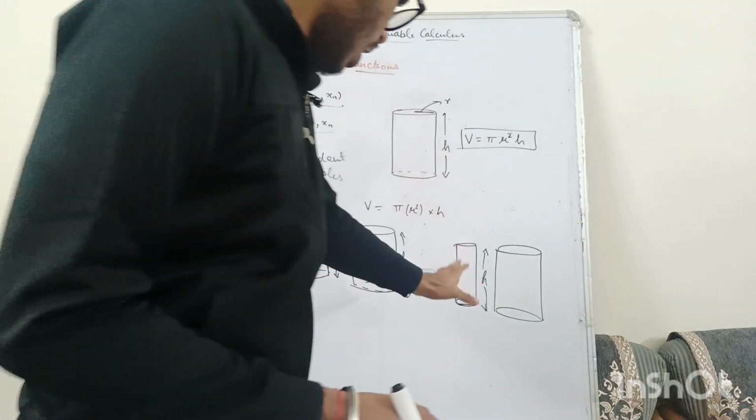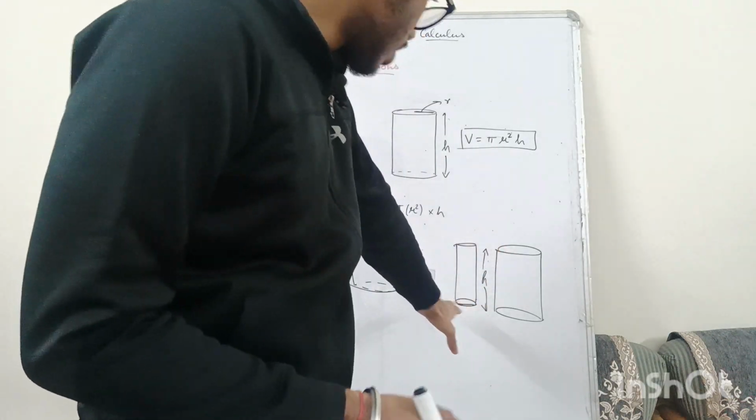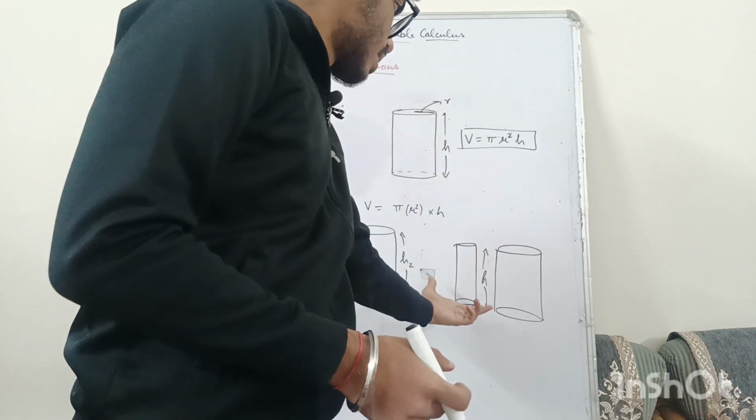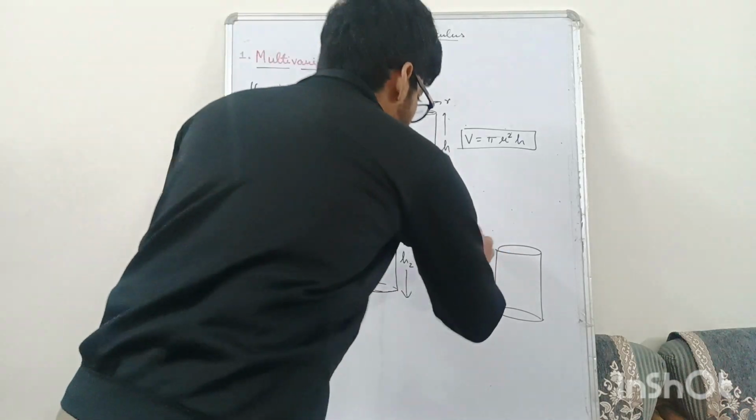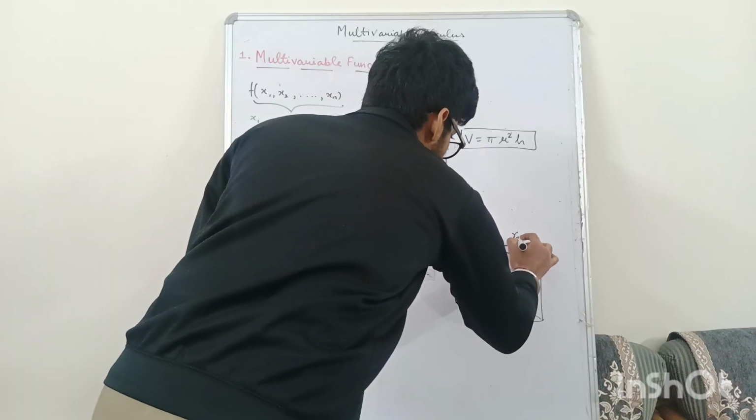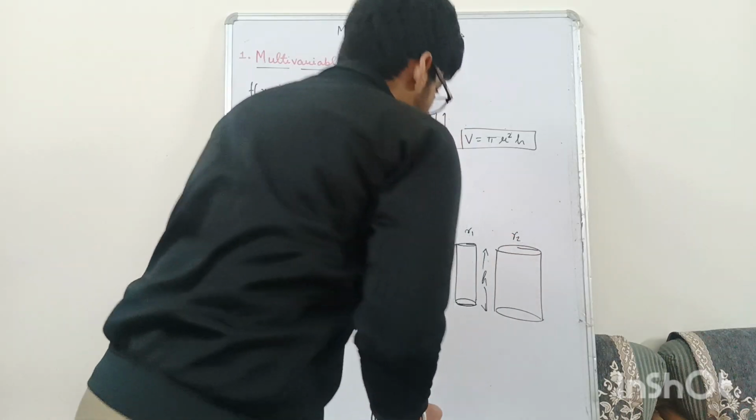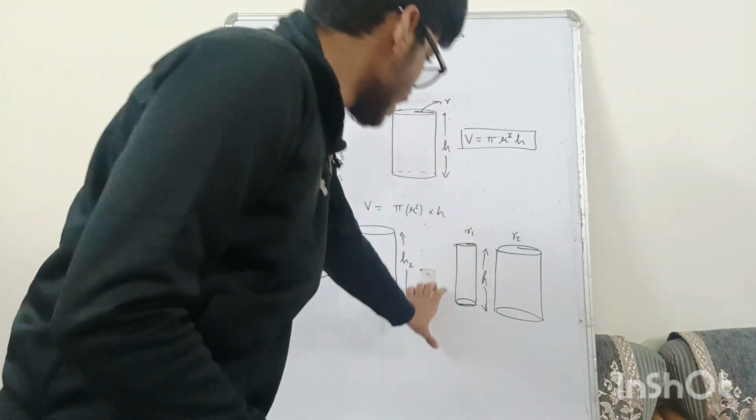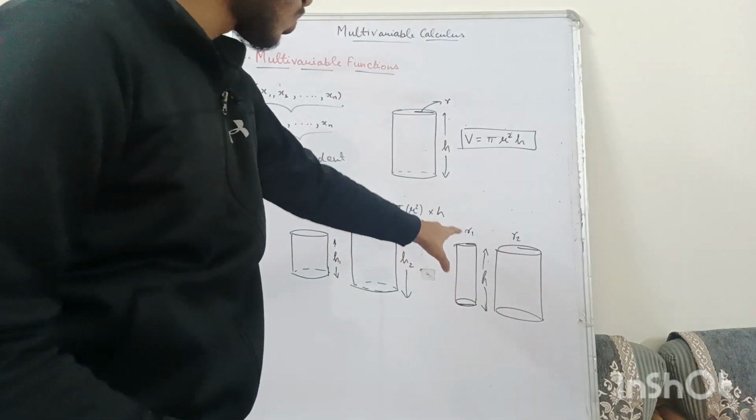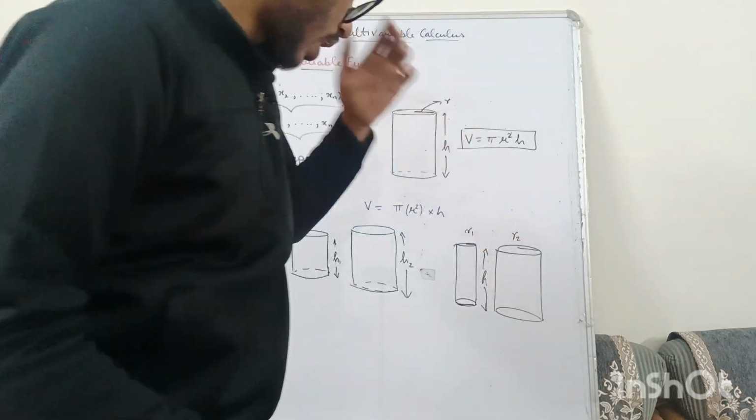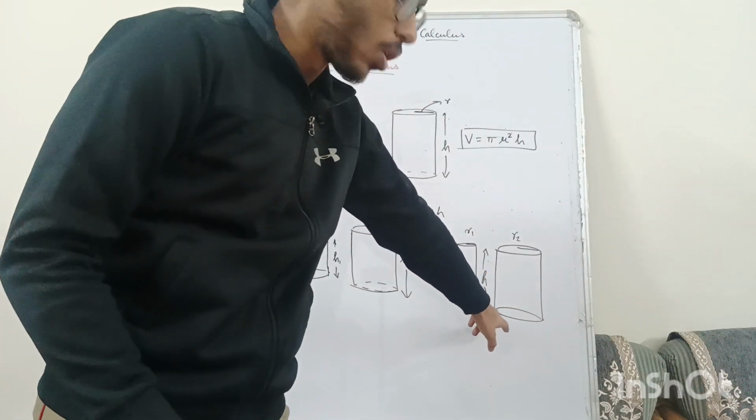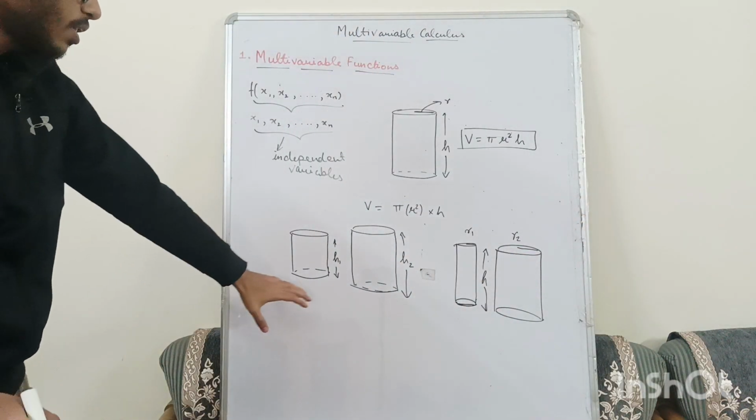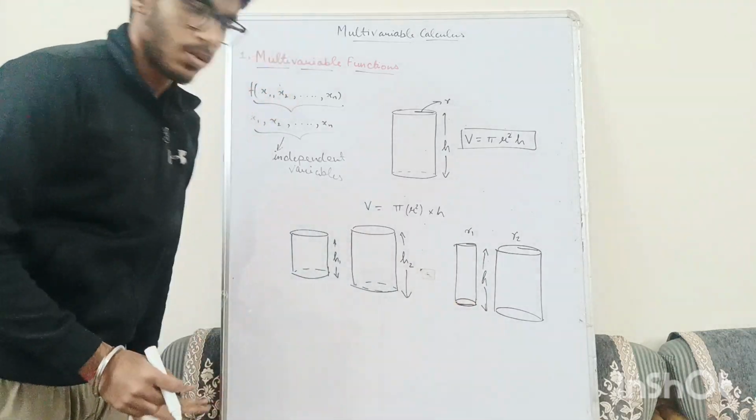Now I keep my height constant and change the radius, so I get two different cylinders. One is having a radius r1, another is having a radius r2, right? And they are having the same height h. So I get a cylinder having a volume pi r1 square h, and another cylinder, that is this one, having a volume pi r2 square h. And clearly from the figure you can see they are having different volumes.